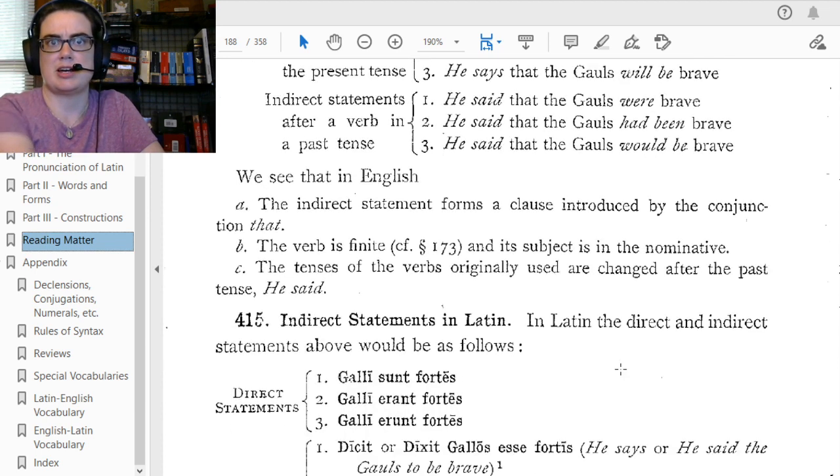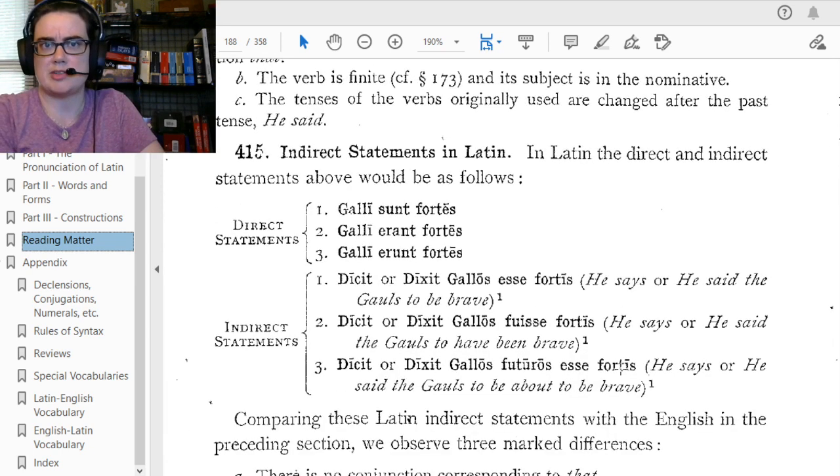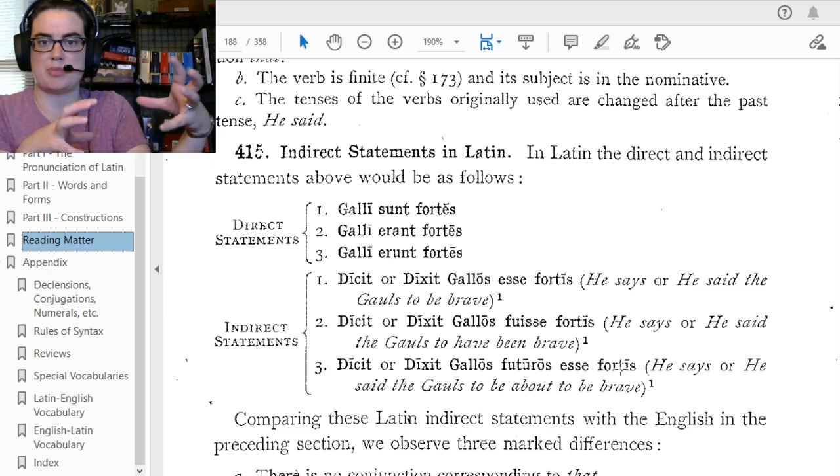Nothing too crazy there. Indirect statements in Latin, we may have mentioned before, but maybe not, because we're going through it all now. So, indirect statement has the verb in the head: he said, he heard, he believed, he thought, whatever, like that. Then, for the indirect part, the subject of the indirect part will be the accusative, and the verb of the indirect part will be in the infinitive.